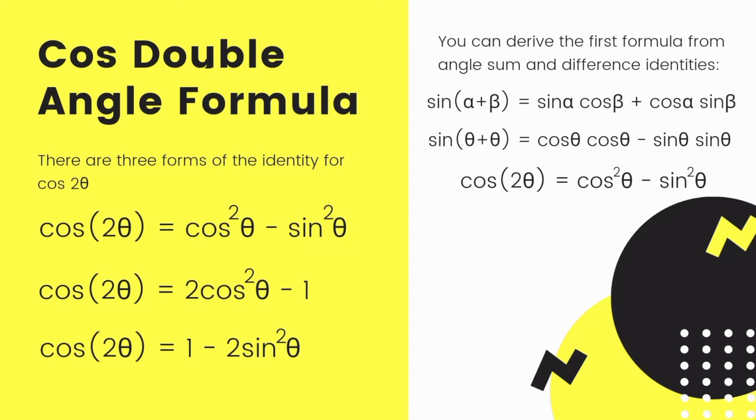You can derive the first formula from angle sum and difference identities. Cosine alpha plus beta is equal to cosine alpha cosine beta minus sine alpha sine beta. Alpha plus beta is going to become theta plus theta, and that's equal to cosine theta cosine theta minus sine theta sine theta. Cosine 2 theta is equal to cosine squared theta minus sine squared theta.